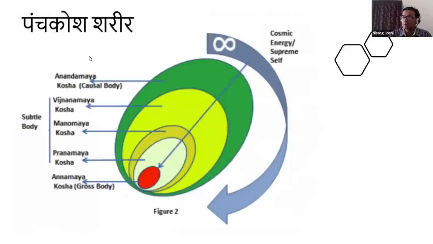So in the Taittiriya Upanishad, it is called Panchakosha Sarir. We are not just Annamay Kosh, the physical body. There are four other layers which make our existence complete.